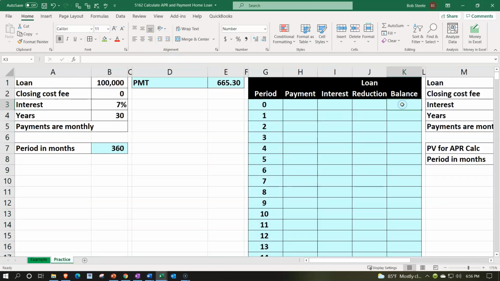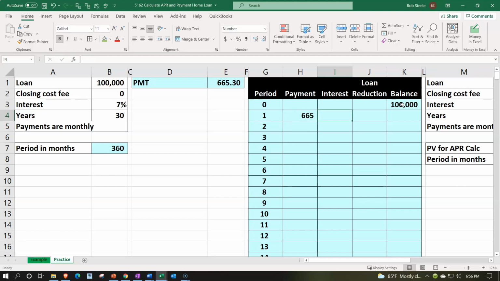Well, let's put the loan balance first at period 0, which is just going to be the 100,000. So we'll have the 100,000. The payment is going to be equal to this 665.30. I'm going to make that an absolute reference by selecting F4 on the keyboard, $ before the E and 1. You only need a mixed reference, but an absolute reference works.